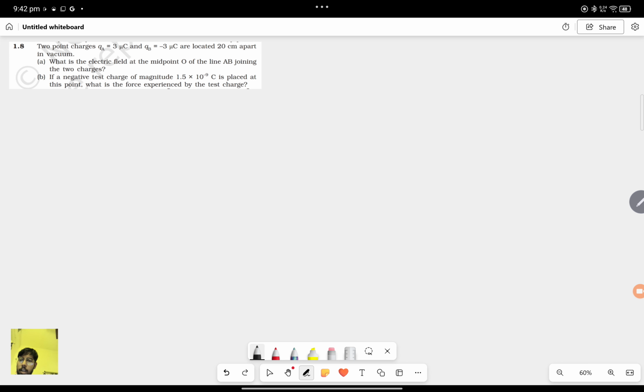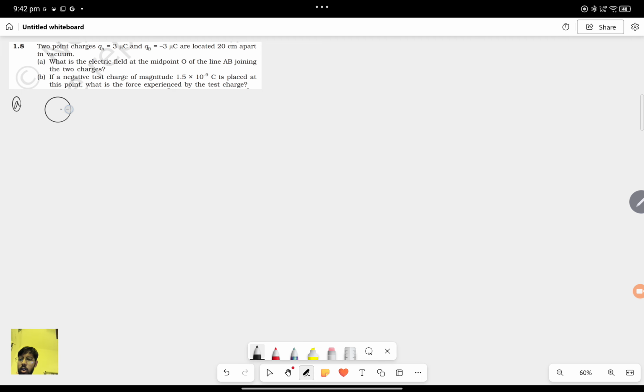If a negative test charge of magnitude 1.5 into 10 to the minus 9 coulomb is placed at that point, what is the force experienced by that test charge? So let's solve from question number A, right? From question number A we have to find the electric field. So first of all, draw the diagram of how things are working.